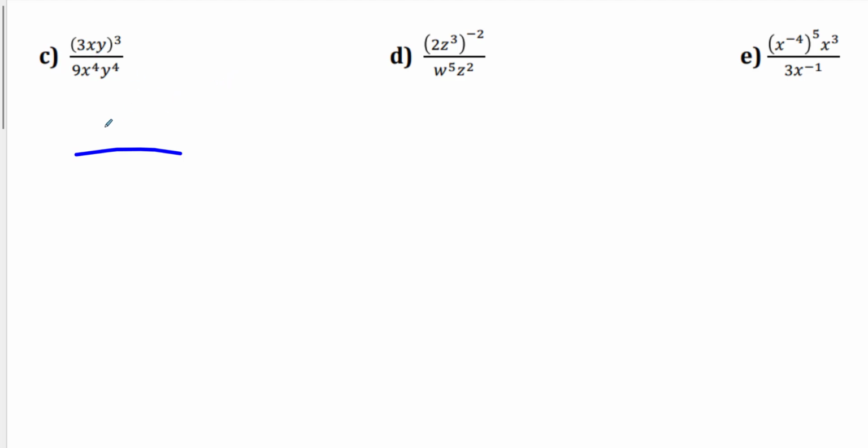Okay. Example C. This 3 is going to apply to every single term within that bracket. So 3 cubed is, I'm just going to write 3 cubed, x cubed, and y cubed, because they all have an initial exponent of 1. And then the bottom, there's really nothing to simplify because it's already as simplified as possible. And now what happens? Well, 3 cubed is 3 times 3 times 3, which is 3 times 3 is 9, times 3 is 27. So 27 over x cubed. I'll just rewrite everything.